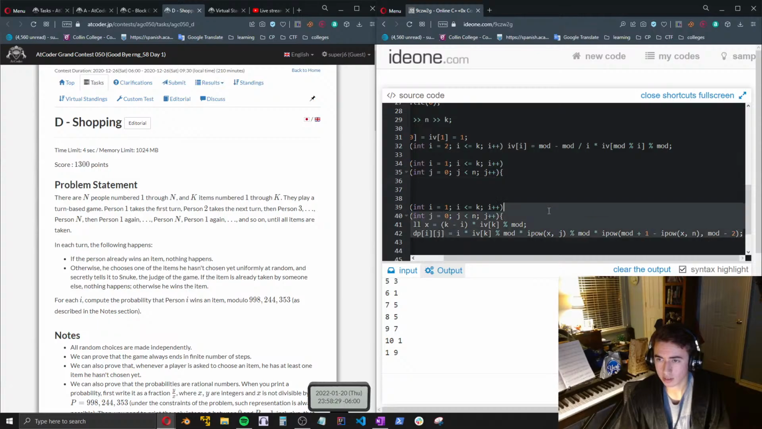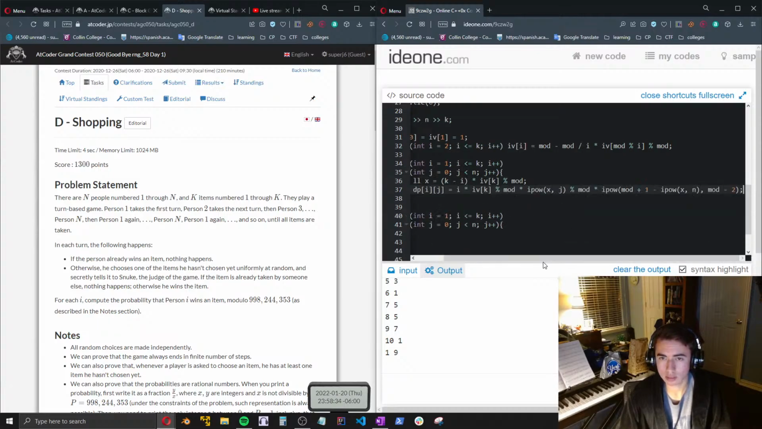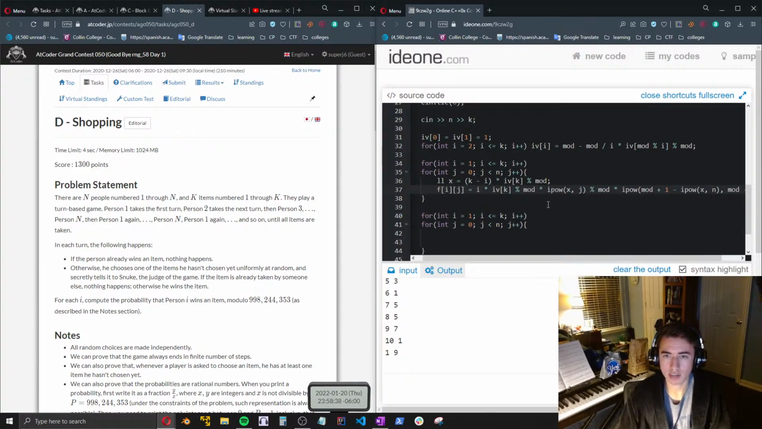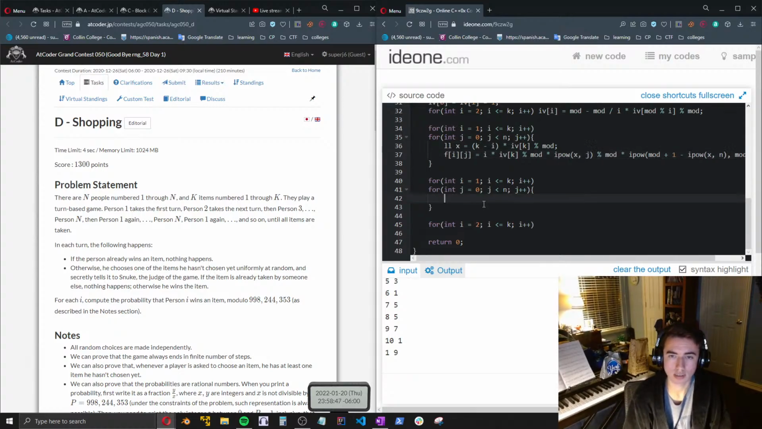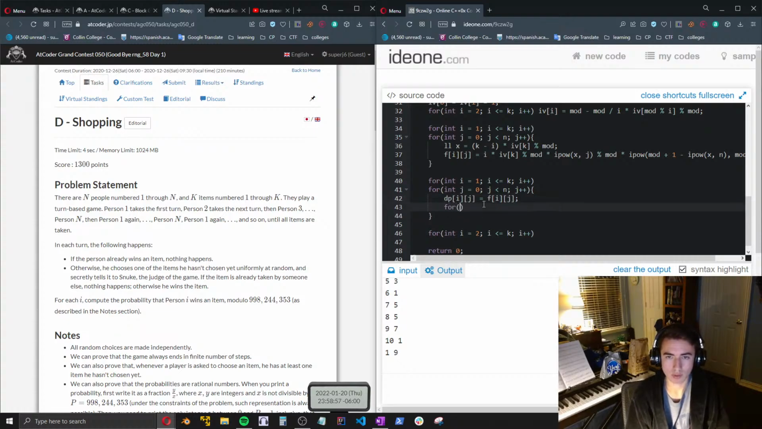So it basically looks like this. F of IJ is equal to this. You can also have another person pick first, right? So what happens for them? Oh, where does it go? 0.